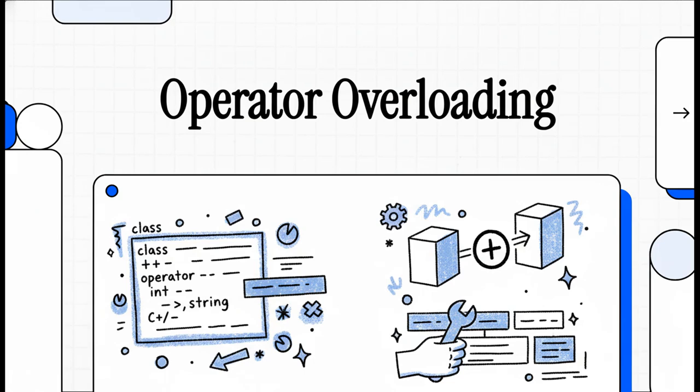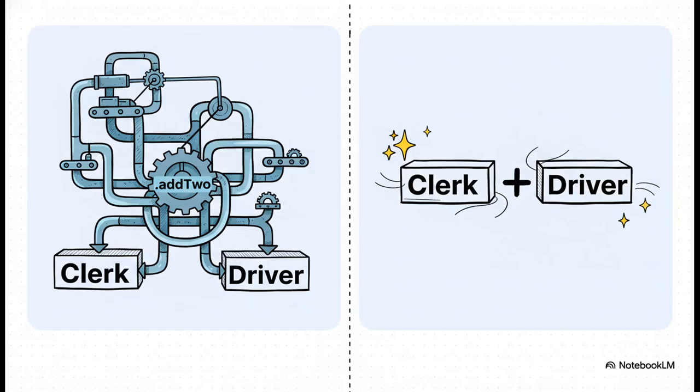Have you ever looked at your code and just wished it was, well, a little more intuitive? A bit cleaner? Today, we're going to dive into a really powerful C++ feature that does exactly that. It's a way to make your own custom classes behave just like the simple, built-in types you use every single day. So take a look at these two snippets.